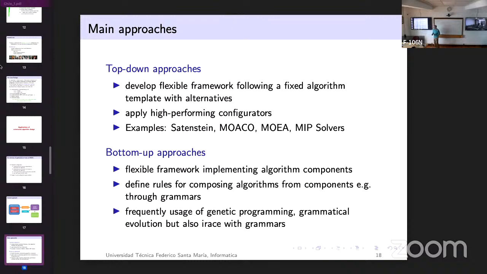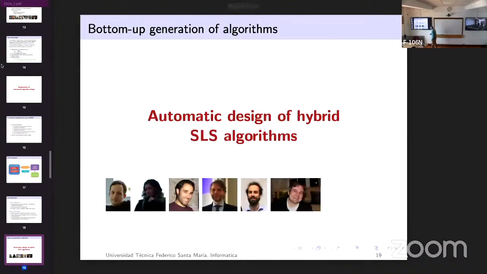frequently use genetic programming and so on, but also grammatical evolution, but with iRace, and this is way better sometimes than genetic programming. The only thing is that you have to reduce the number of times that you can do a recursion. So 2 recursions, 3 recursions, and so on. And this leads up to the automatic design of hybrid stochastic global search algorithms.